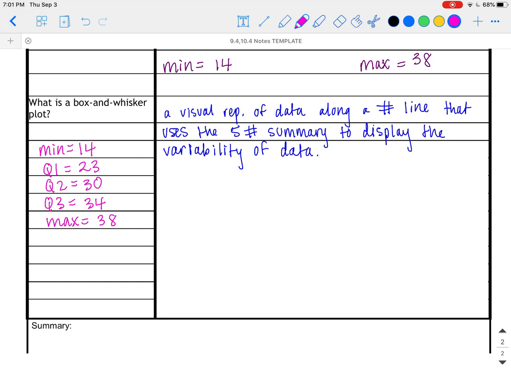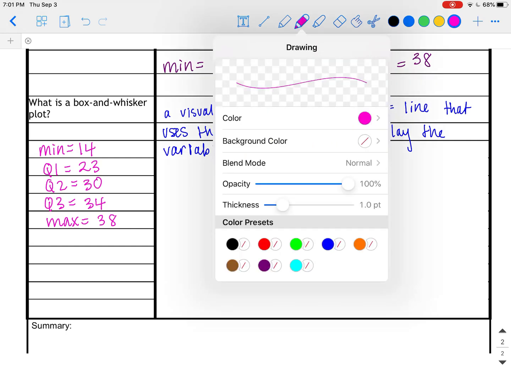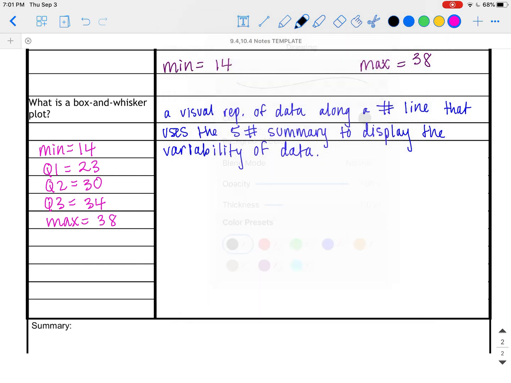So as it says here in the definition, we always start with a number line. So something you should remember from creating dot plots is that your number line always has to have an even scale. That means you can't go like 1, 5, 7, 9, 12, 13, 14. It has to either go by ones, by twos, by threes, by fives, whatever you choose. It has to be the same across the board.